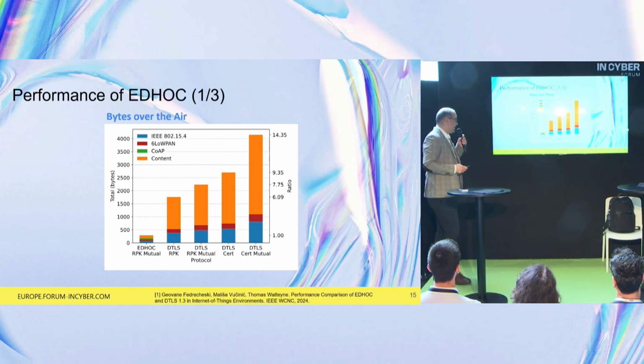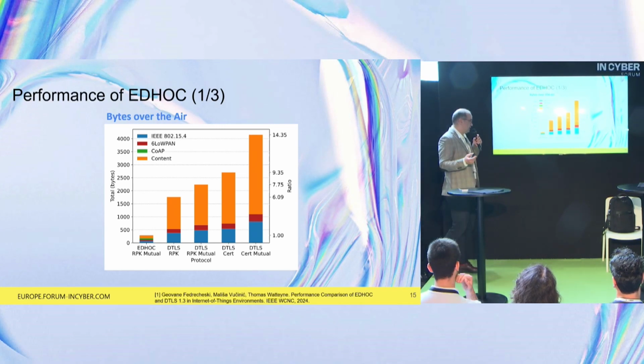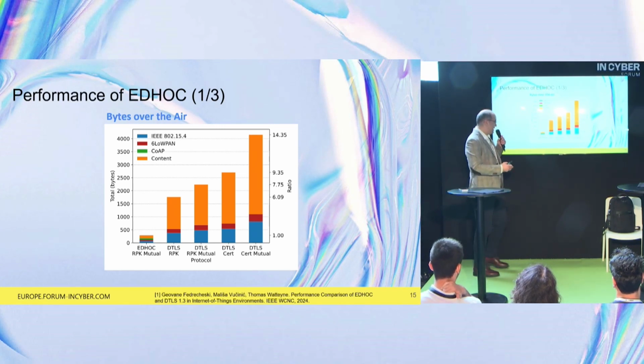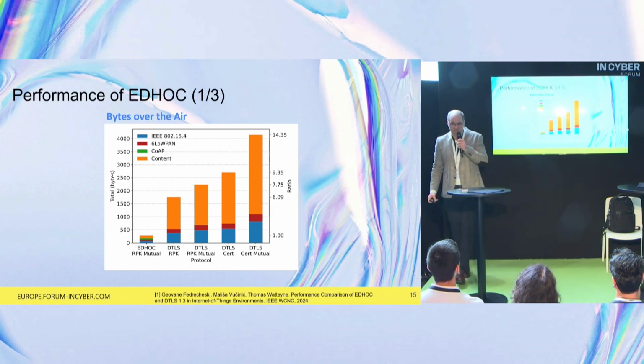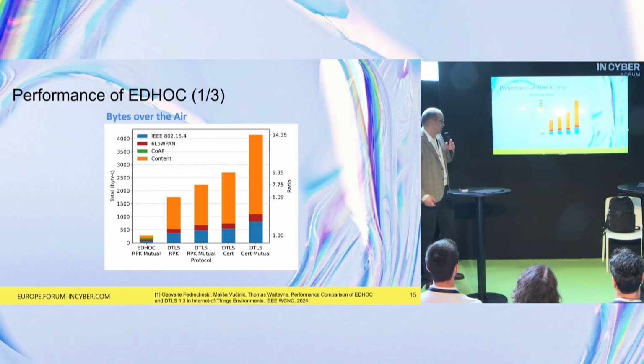What you can see here is how EDHOC compares to TLS 1.3 in its different configurations. And the most fair comparison would be EDHOC with raw public keys compared with DTLS with raw public keys and mutual authentication.